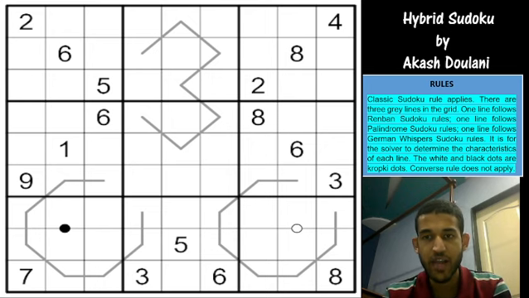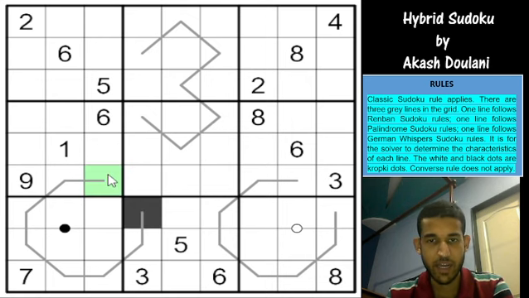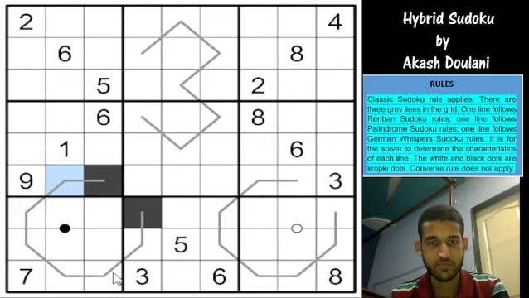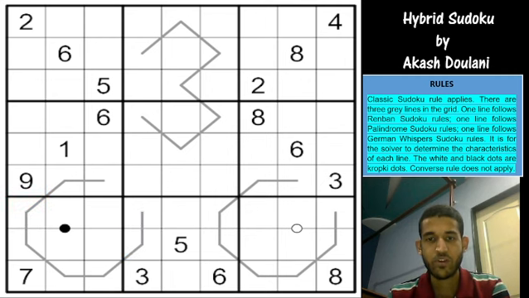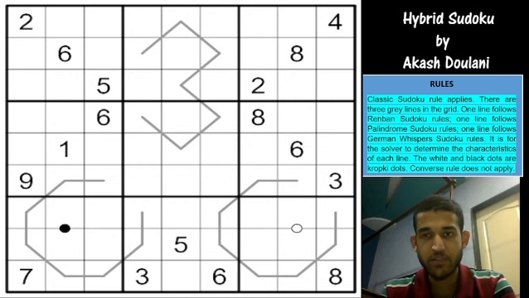And the final line must be palindrome line. A palindrome line reads the same from both the directions. Let us say this is the palindrome line. So whatever comes here must be exactly the same as the other end of the line. So both of these cells would be same, both of these cells would be same, both of these would be same, and so on and so forth. And so exactly one of these lines is palindrome, exactly one is Renban, and exactly one is German whisper. It is up to the solver to determine which is which.